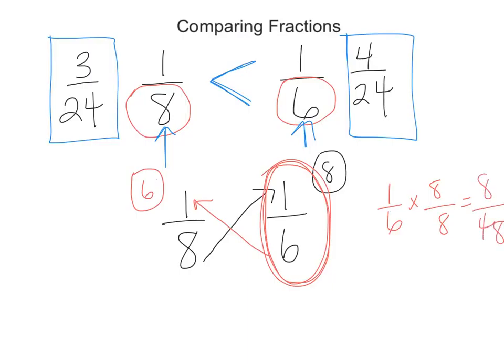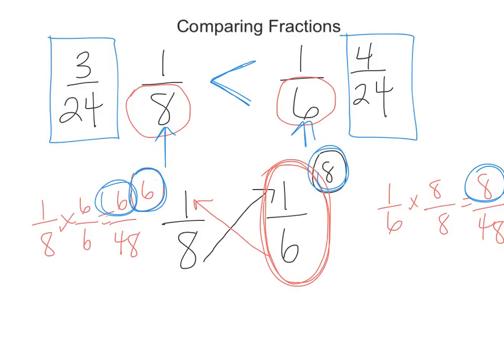This works because what I'm doing is multiplying 1/6 times 8/8, which would be 8/48. And over here I'm taking 1/8 and multiplying by 6/6, which would be 6/48. So these numbers that I've circled are really just telling me my numerator to help me decide which is the bigger fraction.